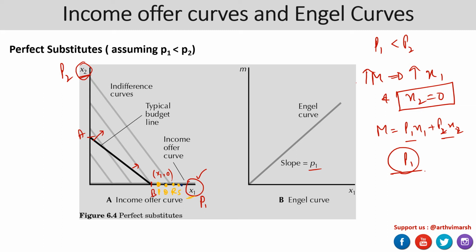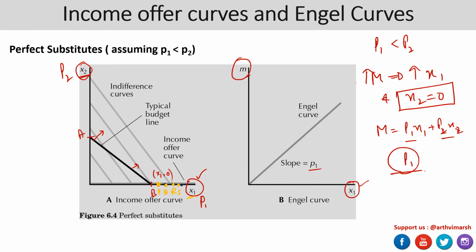Now what happens when we try to understand how much change there is going to be in X1 demand when your income changes? The income offer curve told us that the consumer's demand across these two commodities will be such that any increase in income will result in consumption of the X1 commodity and X2 won't be consumed because they are perfect substitutes. On the Engel curve, if we try to understand the impact on the demand for X1 due to change in income, it can be plotted as follows.